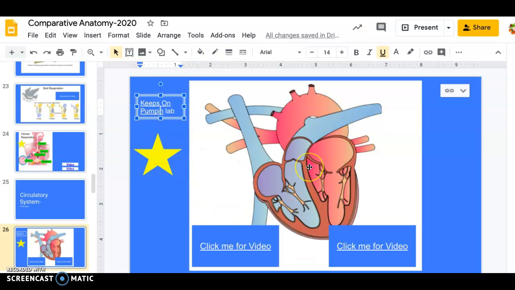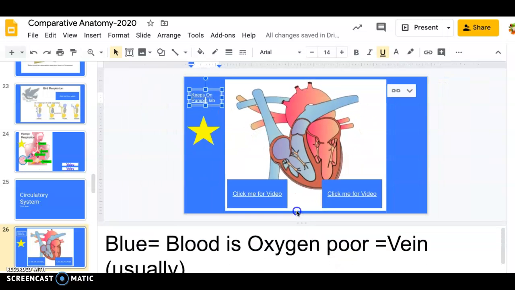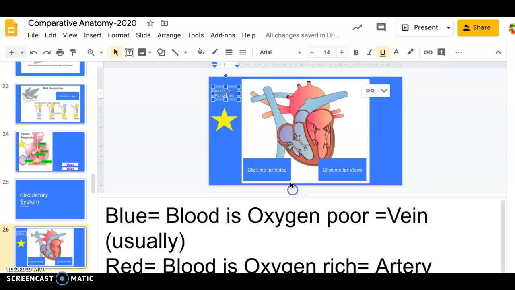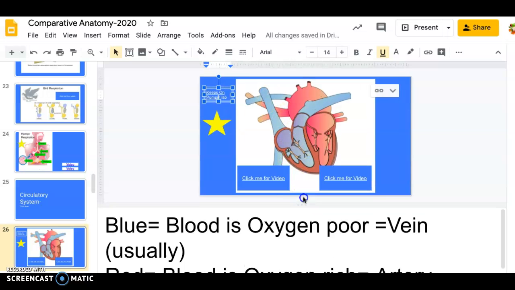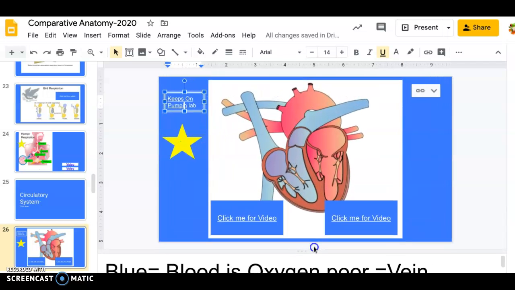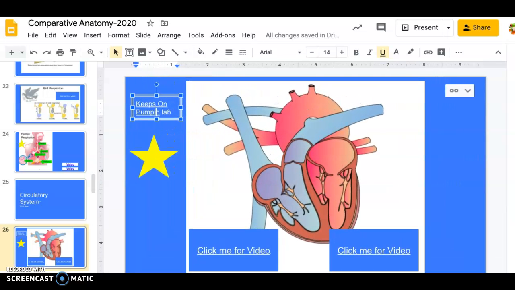This is our diagram of the human heart. Notice that it is starred, and it's starred because I would love you to know all the chambers in the heart. And there's a few videos that you can click on to watch as well. Also, if you pull up your notes and drag from the bottom, there should be things here that tell you about the blood color. So if you see it's blue, that means it's oxygen poor. And if you see red, it's oxygen rich, which means it's probably got oxygen from the lungs.